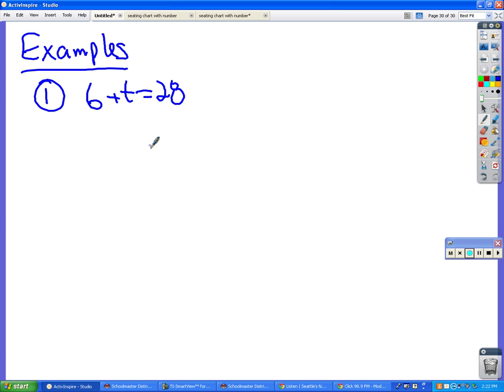Brianna, which one do you want to do? No, I want you to tell me how to do it. Without just looking at it, I know you can just say, I know what I have to add to 6 to get 28. How would you figure that out?